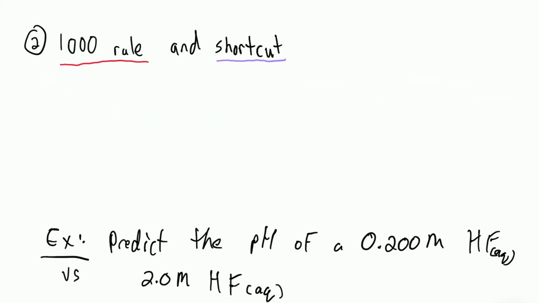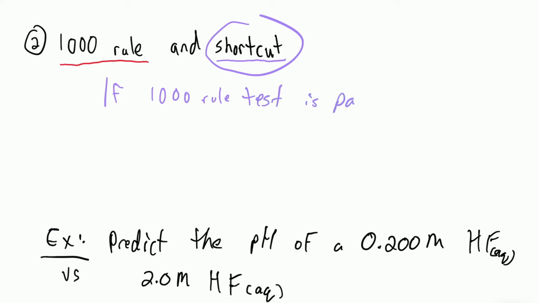Now here's the key application and the usefulness of the 1,000 rule. If your concentration passes the 1,000 rule and you can neglect the X in the denominator, then you get to use the shortcut. So if the 1,000 rule test is passed, then there's no ICE table and there's no quadratic, and that's nice.